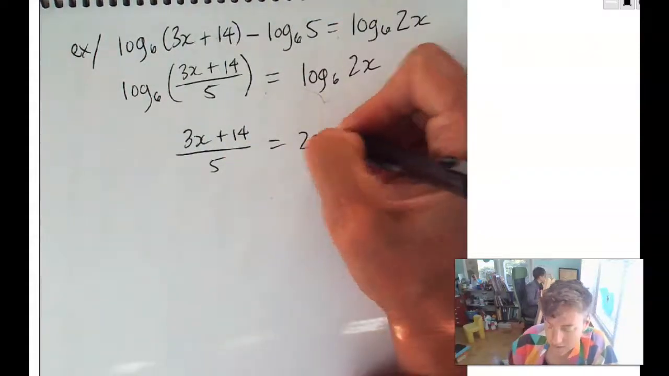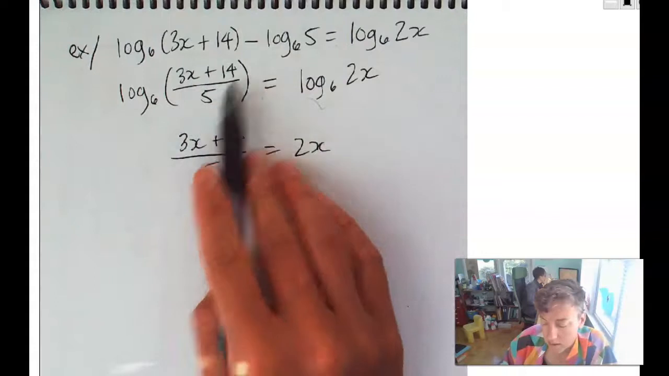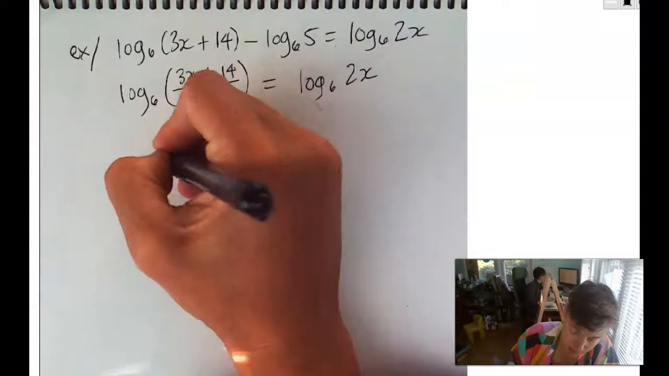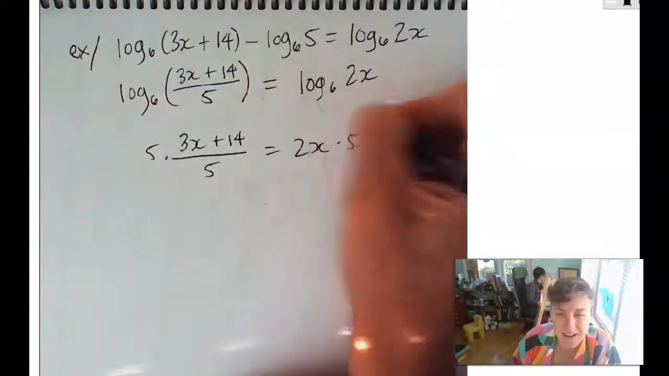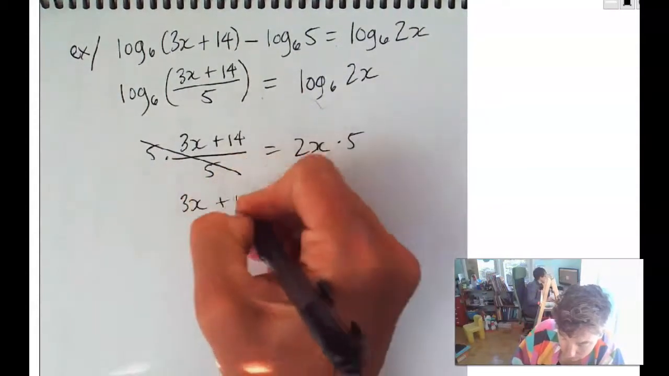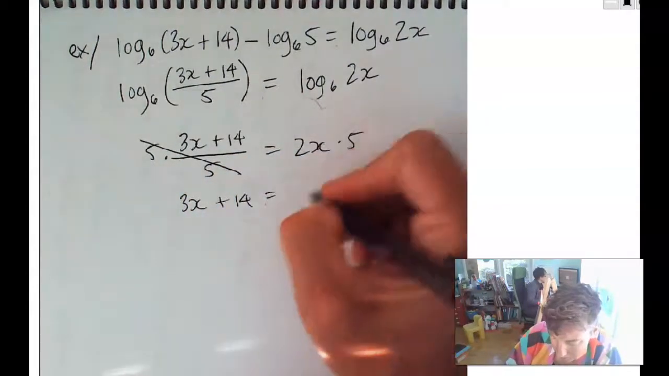Now you'll notice I didn't bother to simplify that, because 3/5 is not super helpful, not very simple, and 14/5 is also not what I'm trying to do with my life. And I know that I can get rid of that fraction lickety split if I multiply both sides by 5. It's like not even a thing, you know. We get 3x plus 14 equals 2x times 5, which is just 10x.